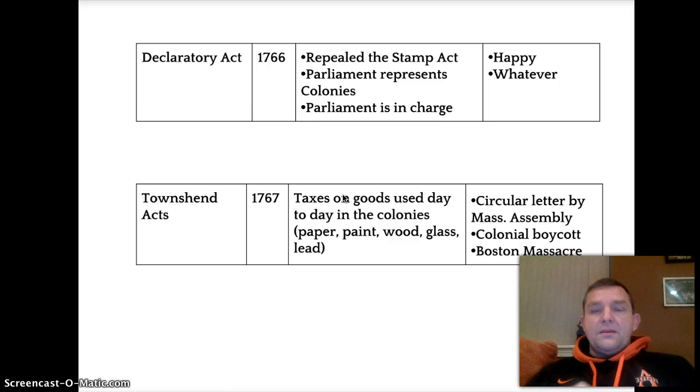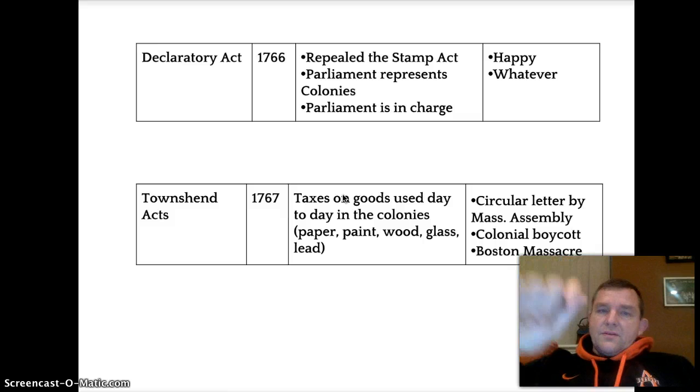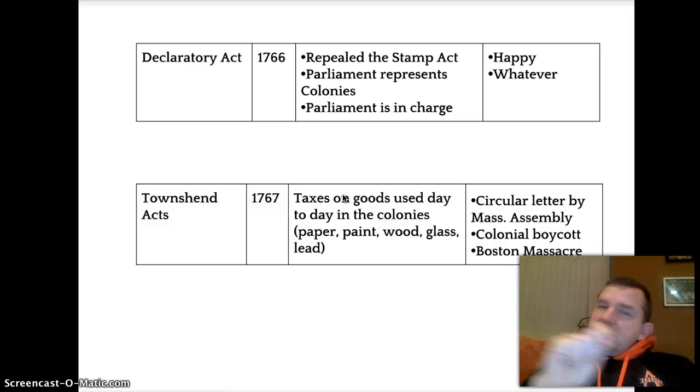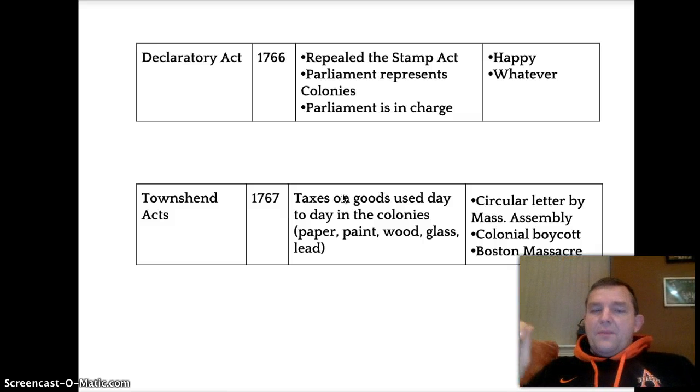But really the biggest thing that started here as a result of the Townsend Acts was this idea of a circular letter. And a circular letter is a very simple idea. I'm going to take a letter in Massachusetts, and I'm going to write a note. Dear Virginia, this is what's happening in Massachusetts. Isn't that annoying? And then they would send it to Virginia. Virginia would say, Dear Connecticut, here's what's happening in Virginia. And they would send it to Connecticut.